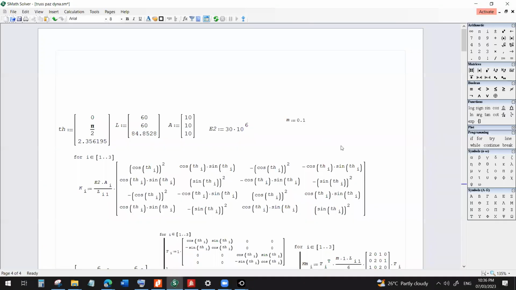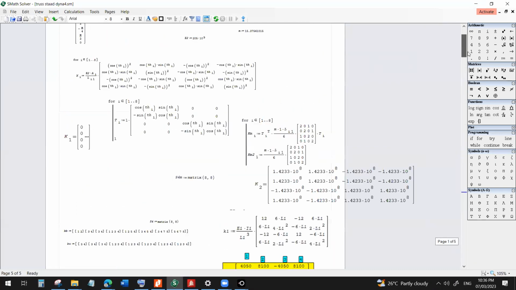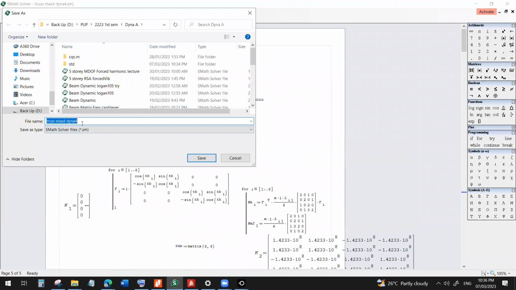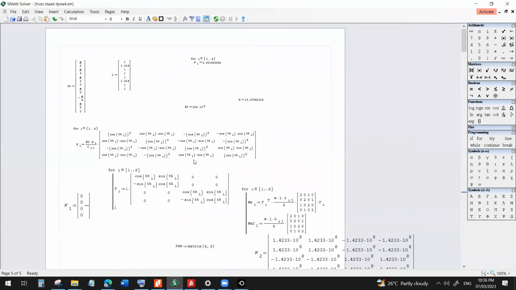Although, hindi pa correct yung mga length. I think ito yun. So, update natin to. So, file, save as. Gawin ko itong 6 na to. Save. Yeah.